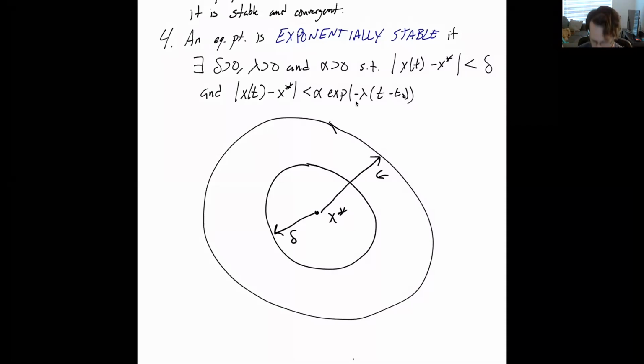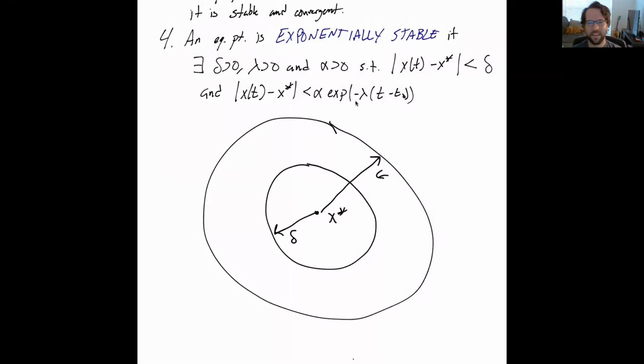All right, so if we have a delta ball around our equilibrium point and an epsilon ball around our equilibrium point, this is just, oh man. I think he lost his ball into the couch.